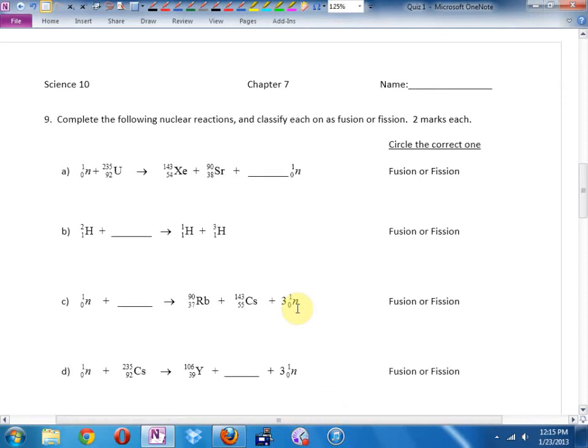So it wants us to complete the following nuclear reactions and then classify each one as fusion or fission. Let's do the classification first. Remember, this part you have to memorize somehow. Fission is when the atom splits, breaks apart. Fusion is when 2 atoms combine and become one bigger atom.